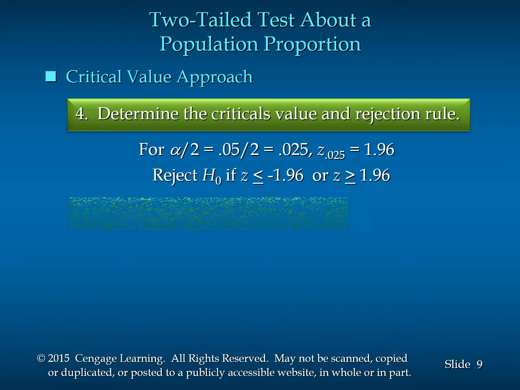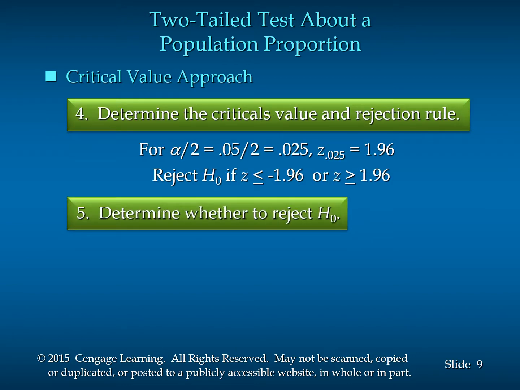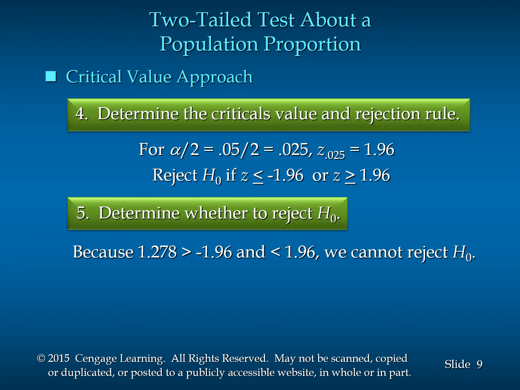Similarly with the critical value approach, we calculate for an alpha over 2, 0.025, we know that the critical z statistic will be plus or minus 1.96, and we will reject if our z-test value is outside of those two boundaries, in other words, in the extreme tails of the distribution. Well, we see that our test statistic, 1.278, is not outside of our reject criterion. Therefore, we cannot reject the null hypothesis.